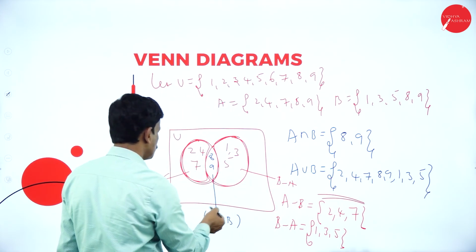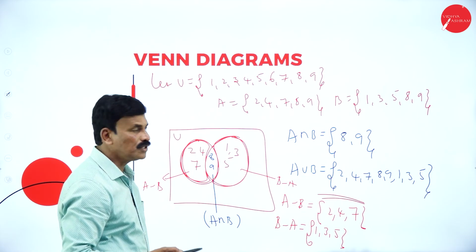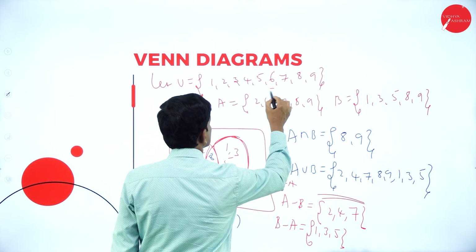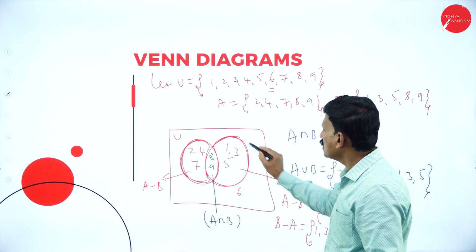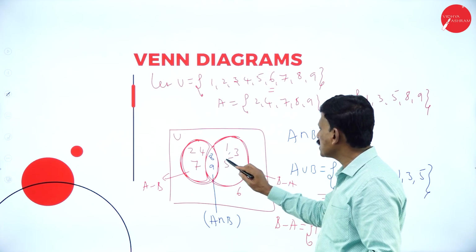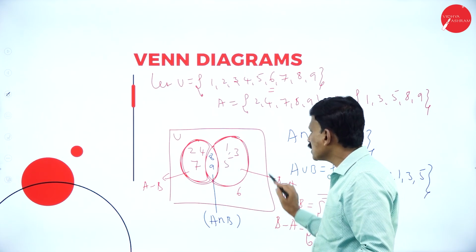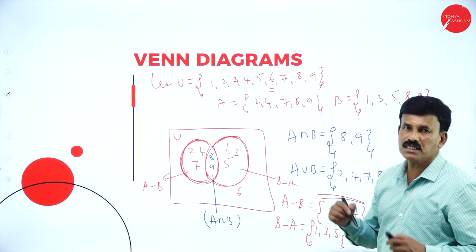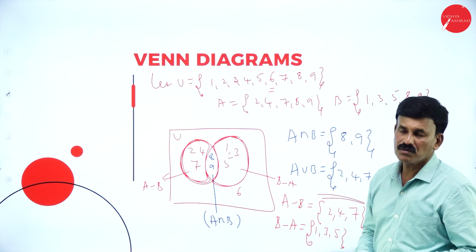This is A minus B, A intersection B, and A union B. In the universal set, what are the elements left over? Only 6 is left, so we can write 6 here. So all these elements, 1, 2, 3, 4, 5, 6, 7, 8, 9, come under this universal set. This is how we are going to represent the elements in a Venn diagram. This pictorial representation is called the Venn diagram.